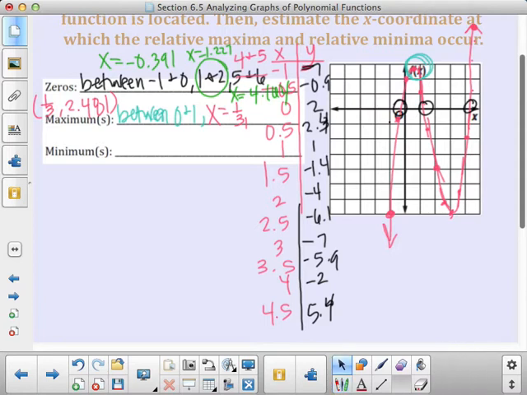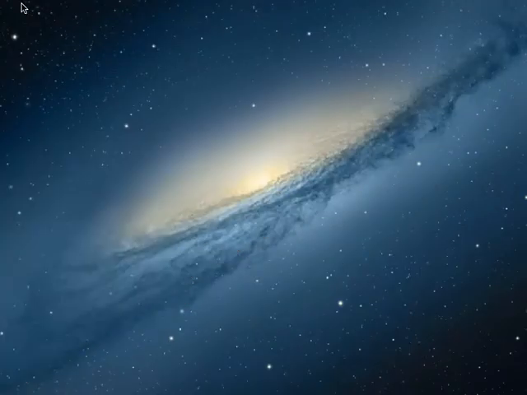Then I can also go ahead and find my minimum. My minimum is right here. So if I want to do that, I go back on my calculator.